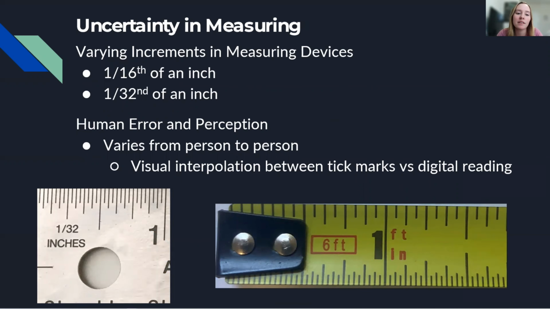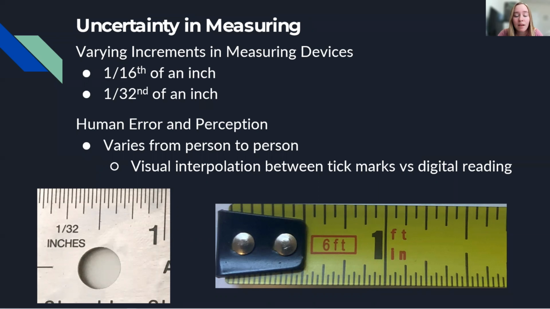So there's a lot of uncertainty in measuring, and a lot of it comes from human error. But one source of this uncertainty is the varying increments in a measuring device. So the ruler we used has tick marks with the capability of reading 1/32 of an inch. And the measuring tape has tick marks that are 1/16 of an inch apart. Both allow for 1 degree of estimation. So for example, we can guess in between 2 tick marks that it's halfway or a quarter of the way, but that is an estimation or a guess.